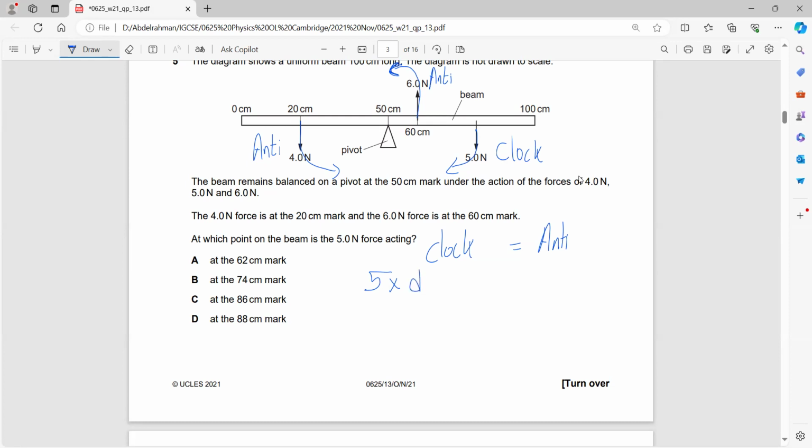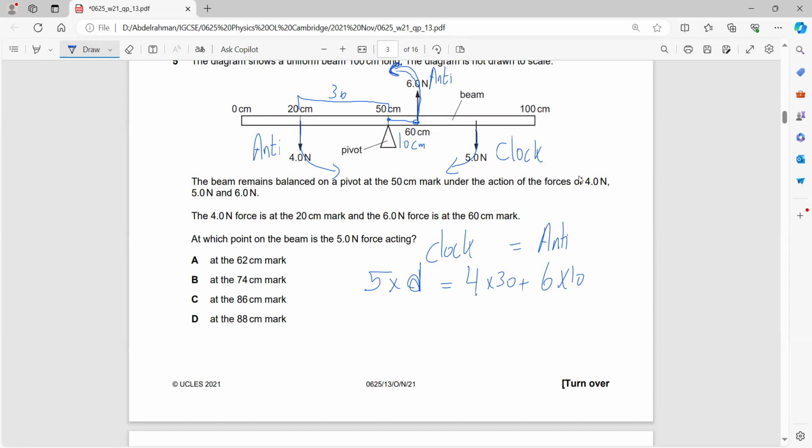So just write down 5 times d, 5 times the perpendicular distance equals, we have 2 anti-clockwise moments. 4 times the distance to the pivot. What's the distance to the pivot? It's 30 centimeters. So 4 times 30, plus 6 times the distance to the pivot, which is 60 minus 50, which is 10. So 6 times 10. Again, 50. Distance here is 10 centimeters.